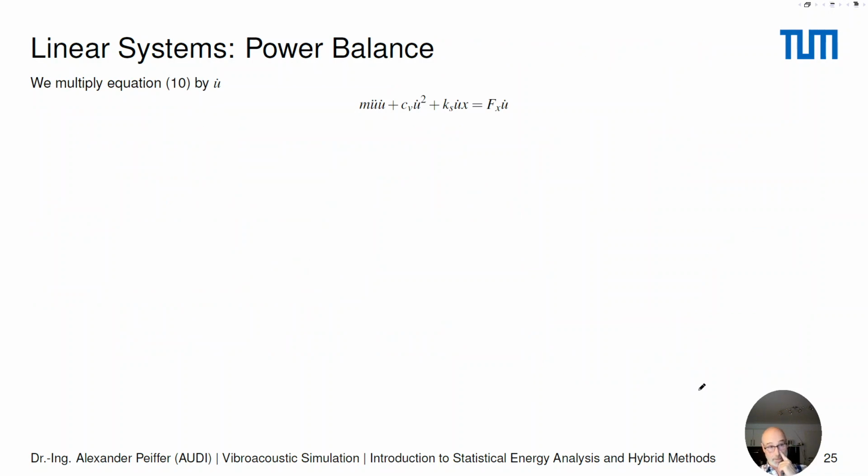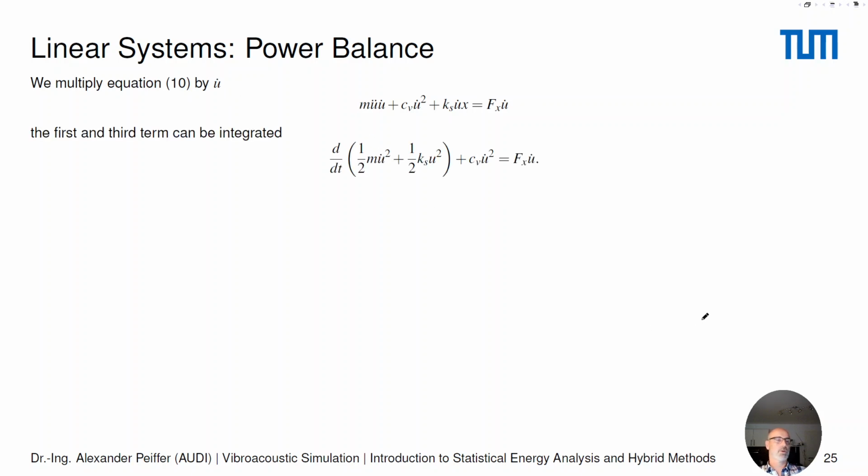Now we have a look at the power balance. And for doing so, we take our equation of motion and multiply it by the velocity, here written as the time derivative of the displacement. And this would give this strange form, where the first and third terms can be integrated, and we can put the time derivative in front of the brackets and have here the pure viscous term.